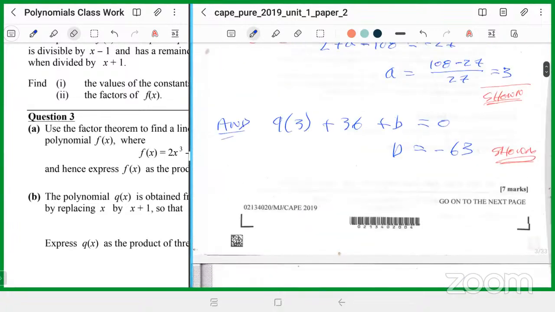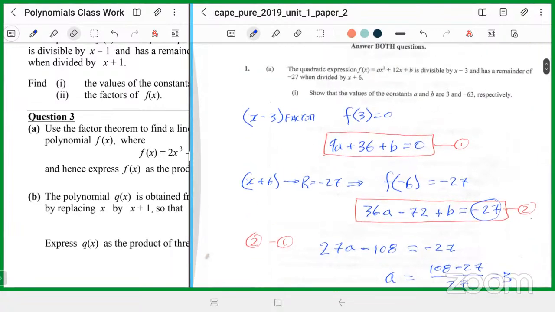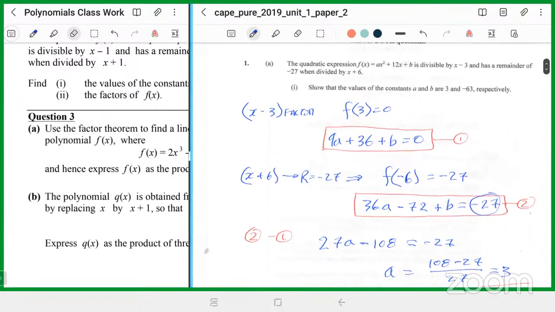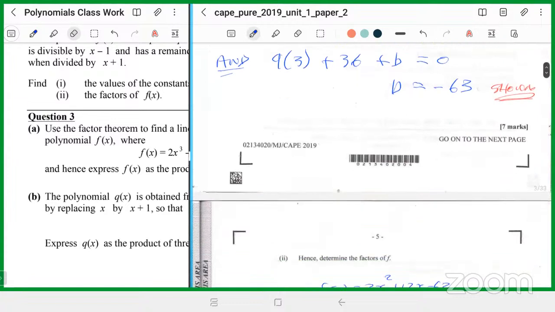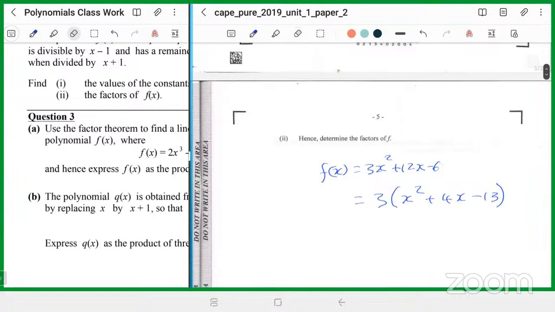What was a factor again? One factor was x minus 3. This can't be right. This is not correct, because a equals 3 and b equals negative 63. Oh, and the 13, my mistake. I took it as 69. 63 divided by 3, I get 21, not 13. I get 21 right here. Wow, what a mistake. Divide this by 3, you get 21.